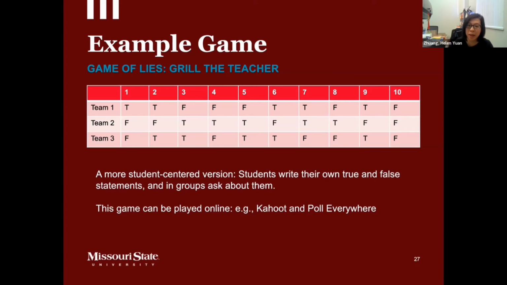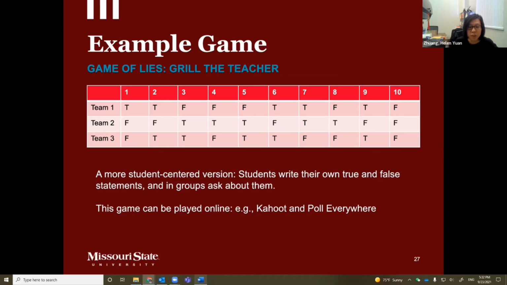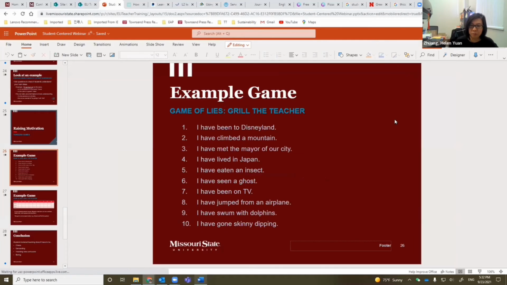We can just expand or change the simple games that we are familiar with and are comfortable to play and share with our students. Okay, for this specific game, we can make it a more student-centered version. So students can write their own true and false statements instead of the teacher preparing the statements. And then in groups, other students will ask about them. Sorry about this.